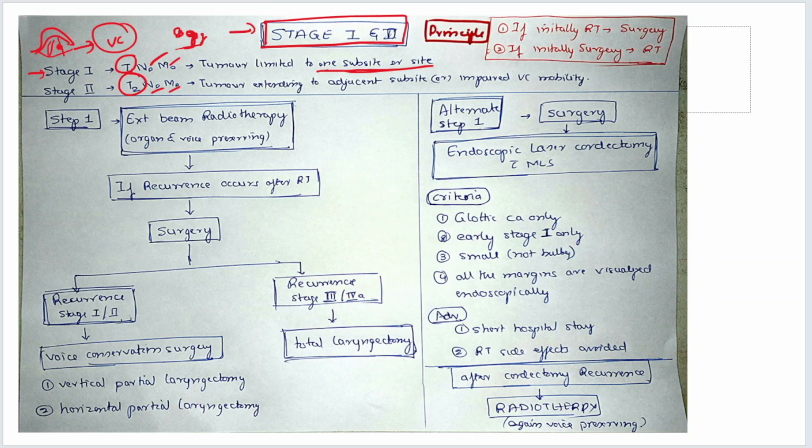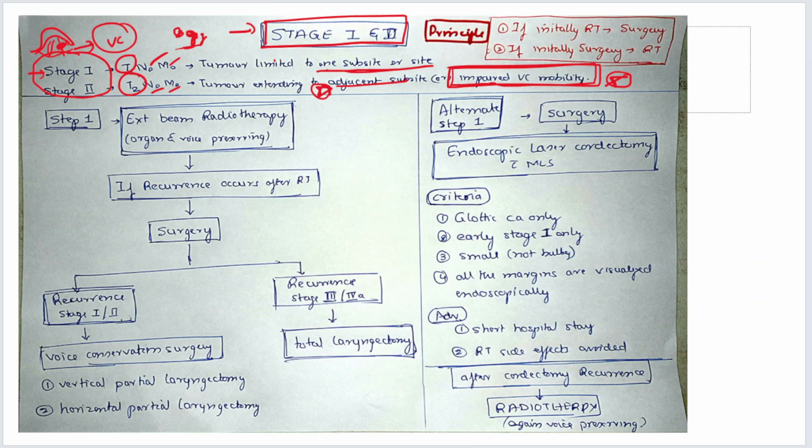So stage 1 and stage 2, it is also vocal cord carcinoma going a little bit into the false cords. Adjacent subsite is involved, or with impaired vocal cord mobility. Impaired vocal cord mobility means there is some infiltration of the tumor into the thyroarytenoid muscle or cricoarytenoid joint, or maybe recurrent laryngeal nerve. The chances of having a recurrent laryngeal nerve invasion in stage 1 and stage 2 are less. Mostly it will be thyroarytenoid muscle invasion. So either vocal cord mobility is impaired, or it has extended to the adjacent subsite, or it is in one subsite. So this is stage 1.